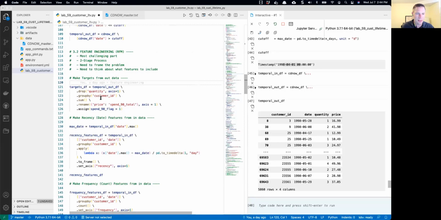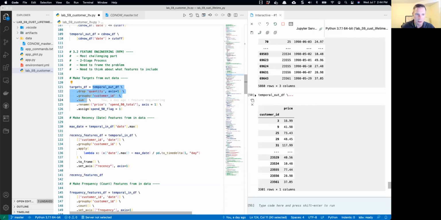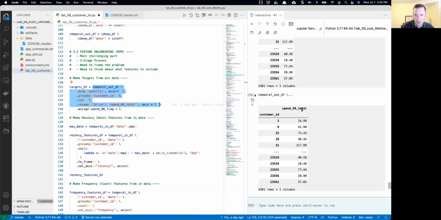So to create the targets, we're going to take our temporal out, Shift Enter here. And what we're going to do is drop off the quantity column. We don't need that. And then I'm going to group by customer ID and sum up their purchases. And then I'll rename this spend 90 total. So that's the target feature, the spend 90 total.